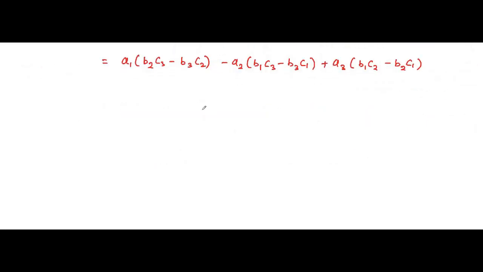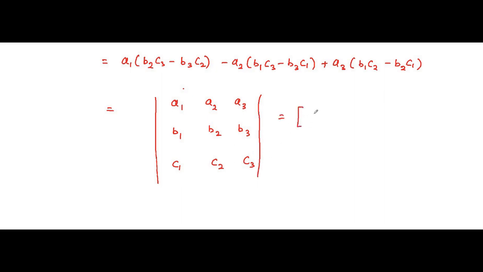Now we can write it in determinant form as this: A1, A2, A3; B1, B2, B3; C1, C2, C3. This is the expression of scalar triple product.